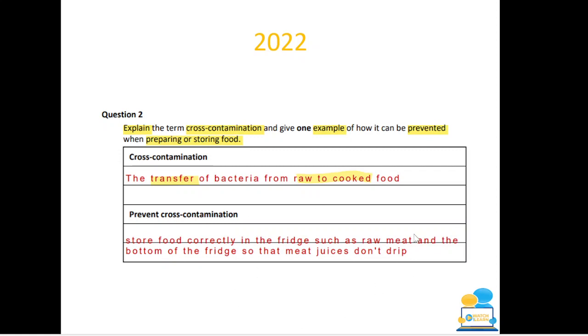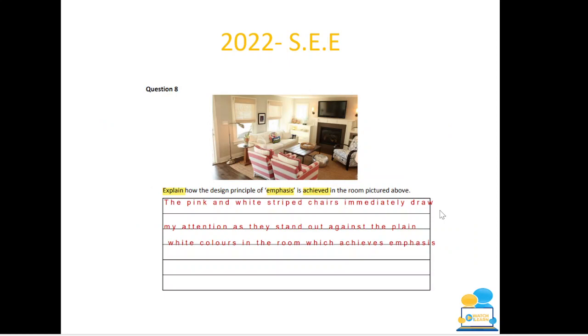And I know I have a typo, but in an exam scenario, once the examiner can understand what you're trying to say, you're going to be fine. You're not going to lose any marks for anything like that. So my next one is from 2022.